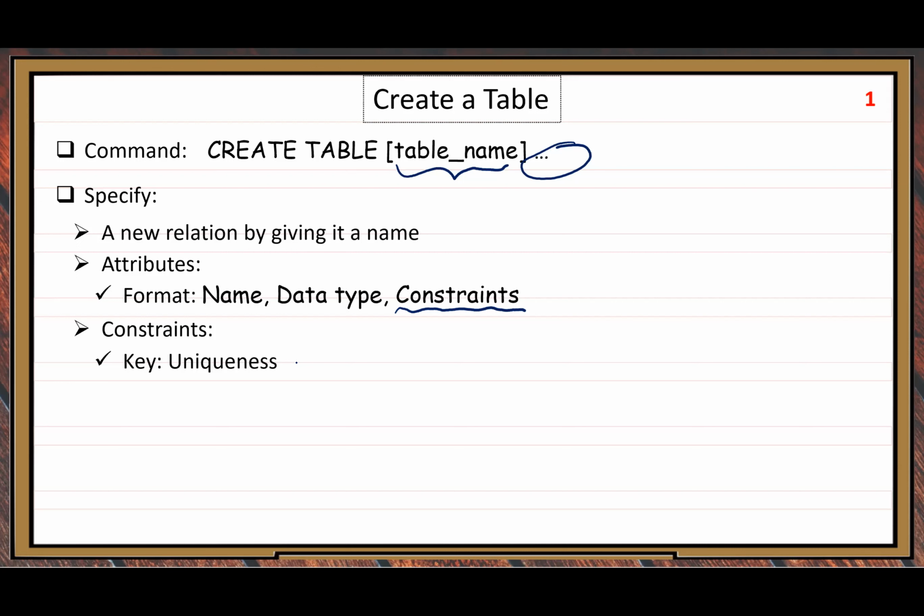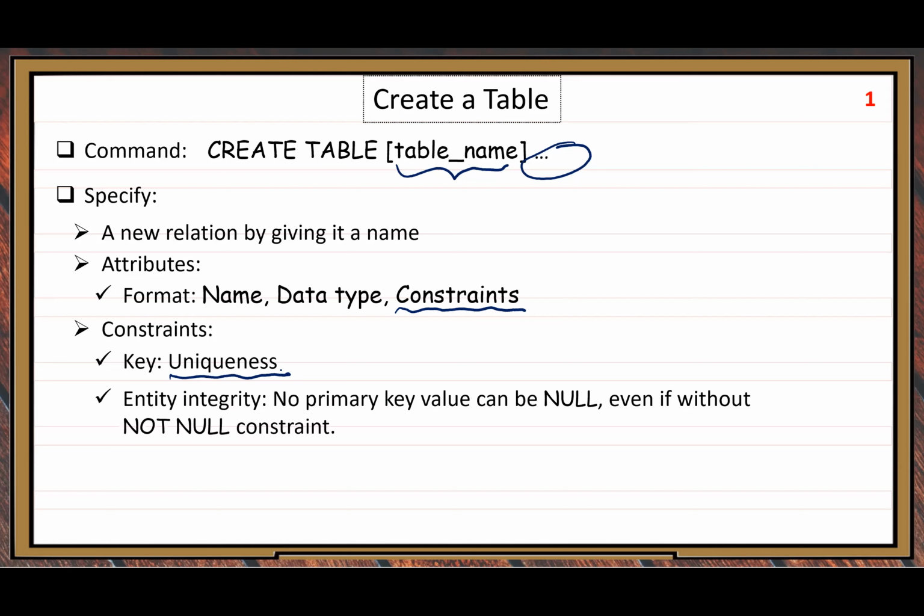Key uniqueness is the constraint you apply on a particular field. Next, entity integrity. What is its meaning? No primary key value can be null. Here we're talking about primary key.